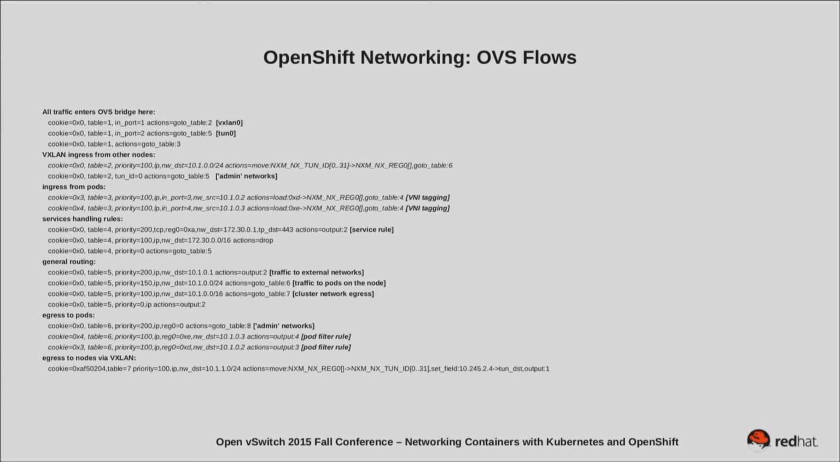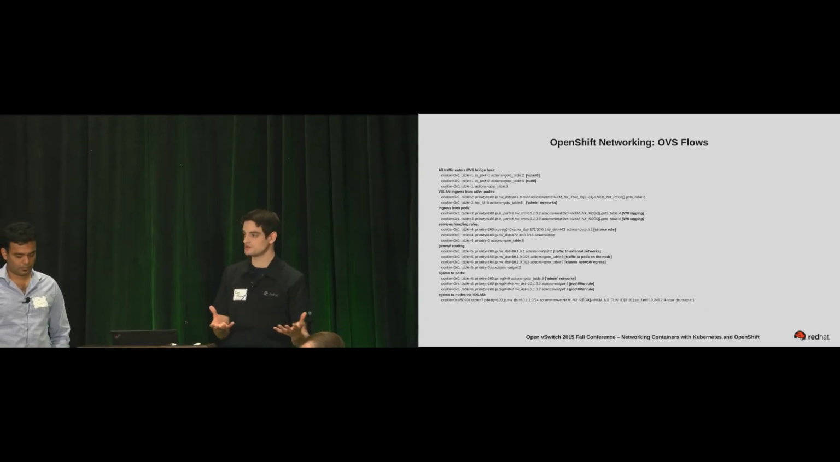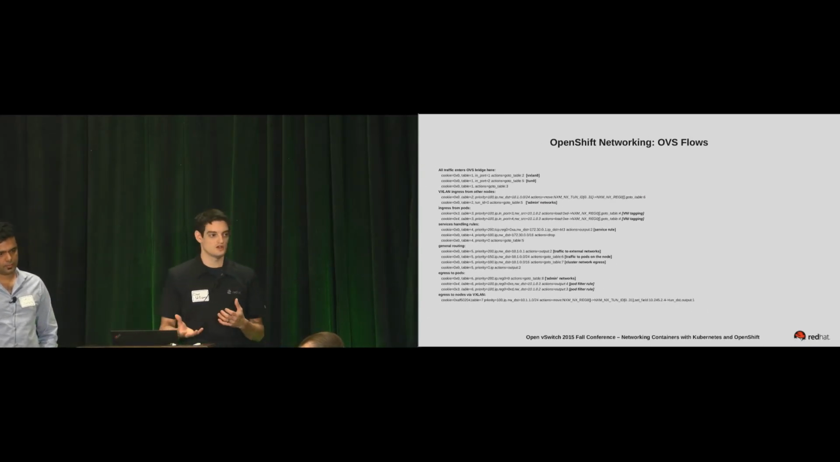There's some rules for service isolation in here to make sure that services can contact pods no matter which tenant network they're on if they're allowed to. And then also we have rules for cluster egress and for external networks. So this is fairly simple, and this is basically the out-of-the-box networking solution that we've developed for OpenShift.